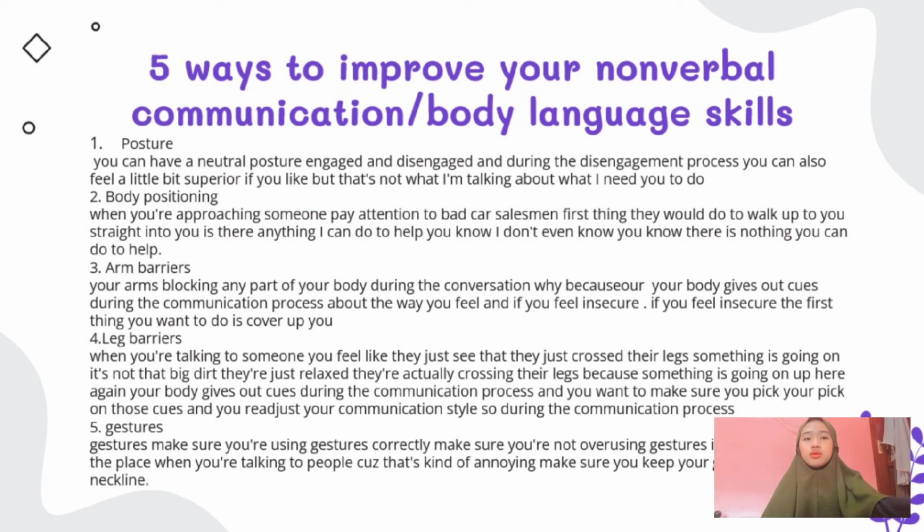Three is arm barriers. Your arms blocking any part of your body during the conversation, because your body gives out cues during the communication process. The way you feel, and if you feel insecure, the first thing you want to do is cover yourself up. And if you feel good, you can be like this.